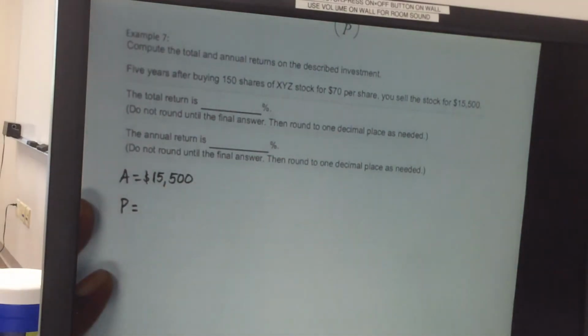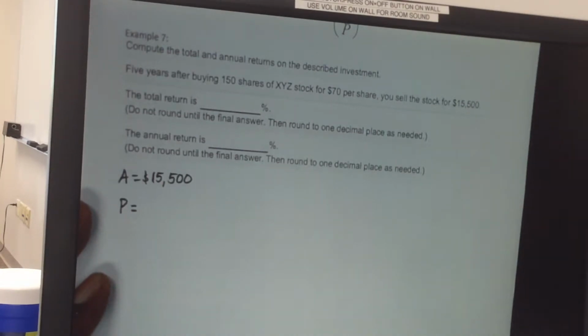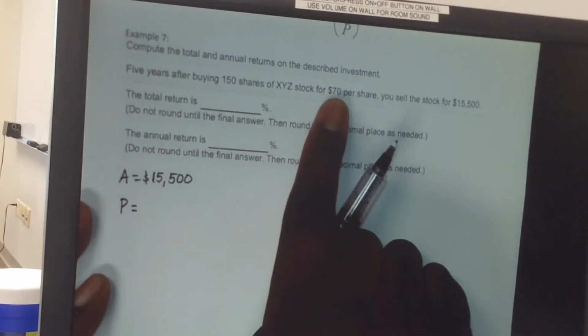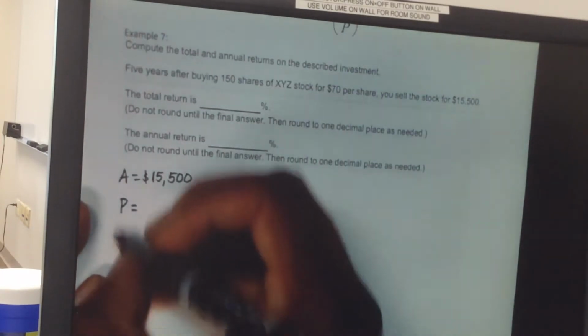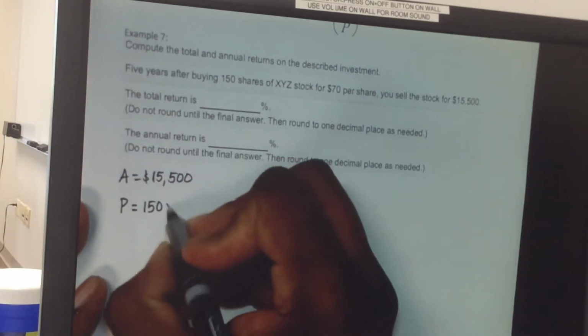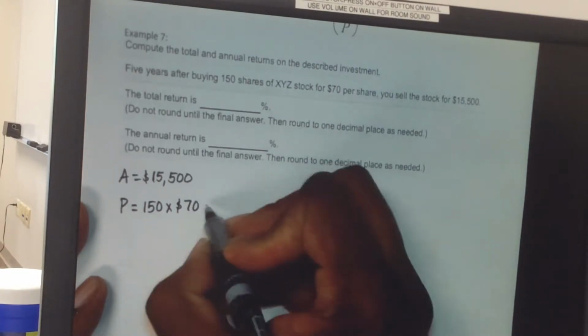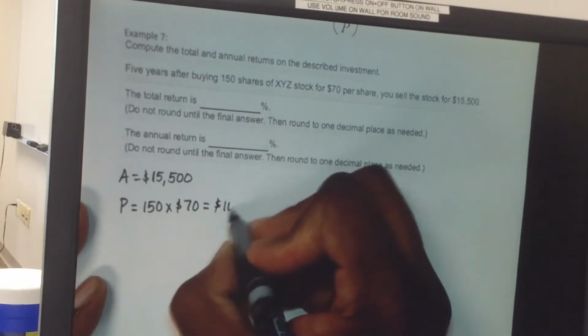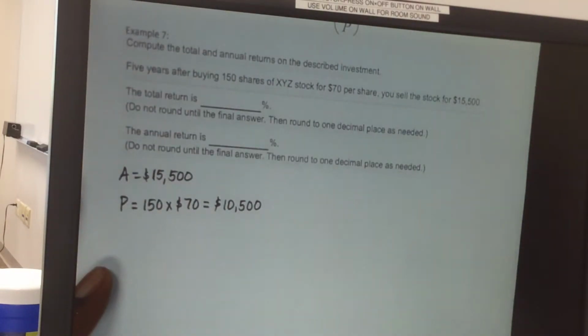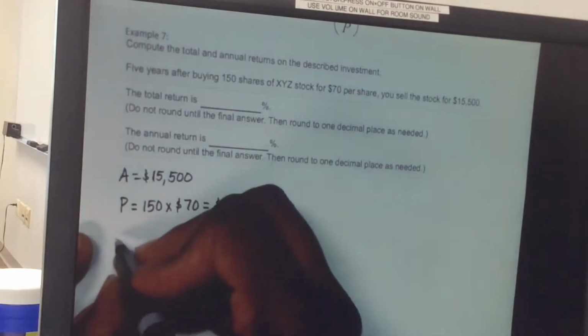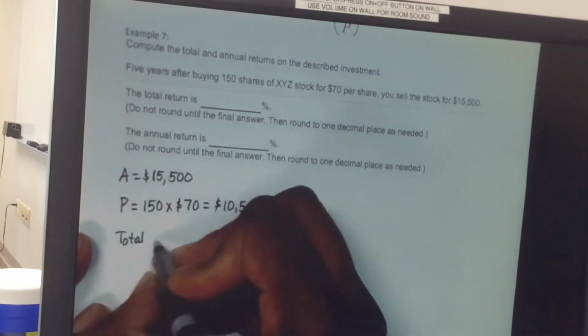The principal, which is your P, is the number of shares multiplied by the dollar amount per share. So we're going to multiply 150 times $70, and that's going to give you $10,500. That's what A is, and that's what P is. So from here, we can find out what the total return is going to be.